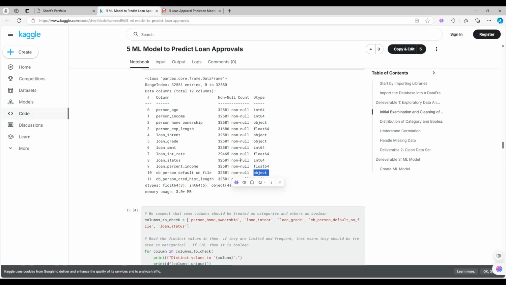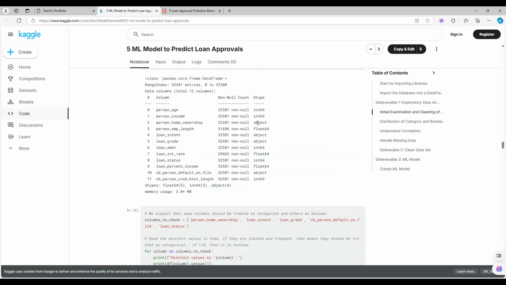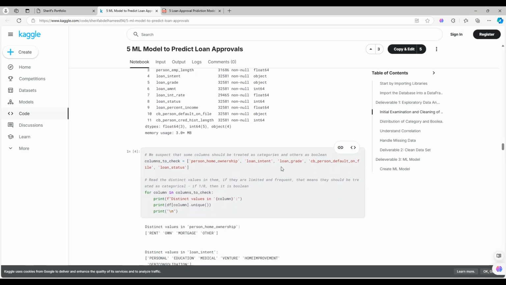So for instance, this one is an object, the one we saw with yes and no before, and loan status is an integer. It's a Boolean value, as we have seen in Excel. So basically, let's take the person home ownership, which is an object. It's not a category here, so we need to deal with that. Loan intent, which also seems to be categorical, is classified as an object without any additional clarification of the data type. Same with loan grade, the person default on file, and the loan status.